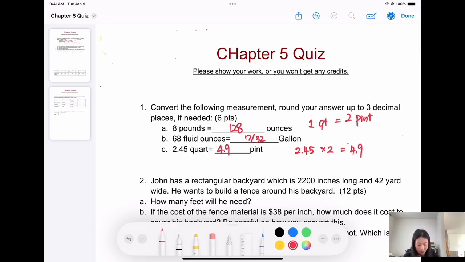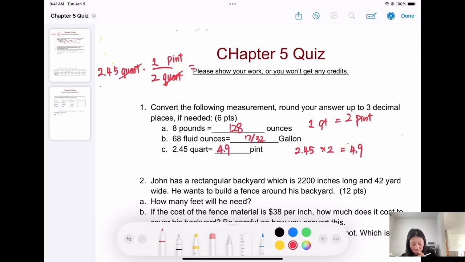Another way to do it is we write it as 2.45 quarts, multiply. We want the quart to be on the bottom and the pint on the top. So 1 pint equals 2 quarts, so that our output will become the pint. The quart will cancel out.